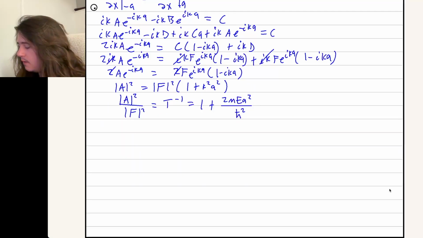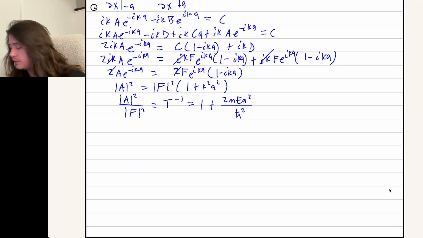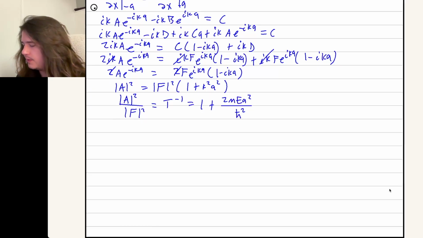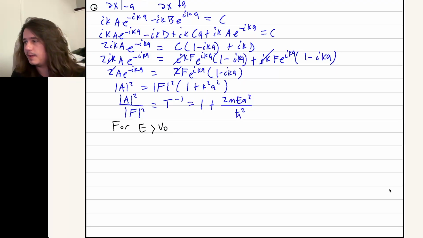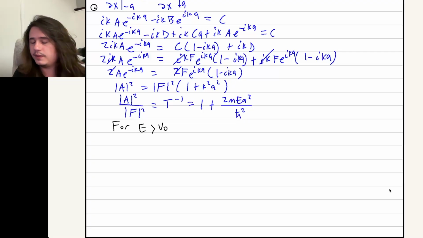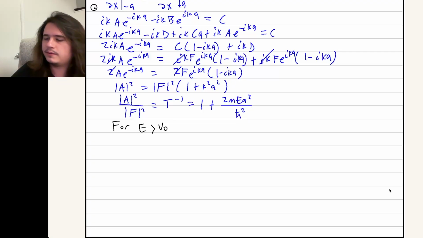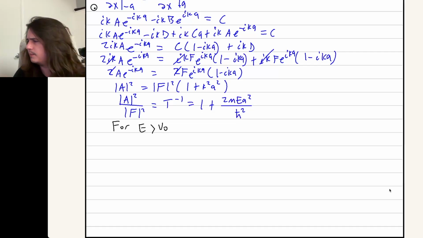Okay. The last case that Griffiths asks us to check is for the case where E is greater than V naught, and this is essentially the same as the one that he did in the section preceding this chapter, because he was just doing the box potential but with V naught set to a negative number. But the condition was the same. E was greater than V naught in that case as well.